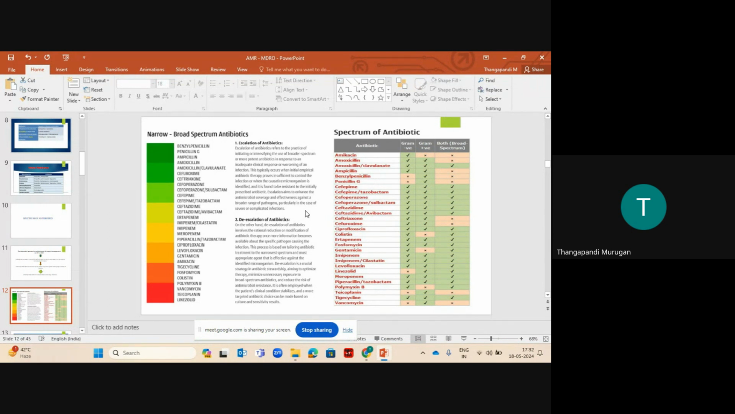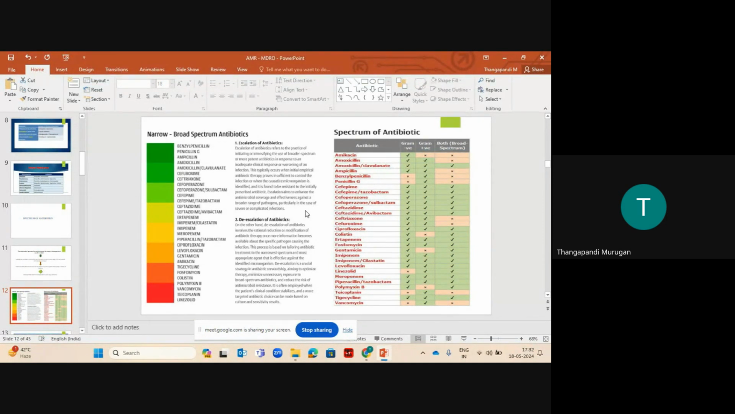This is all about antibiotics, but there are antifungals as well. Caspofungin and micafungin need to be added, because in the Access or Watch class there will be fluconazole, amphotericin B, and so on. Okay, so that is the case here.